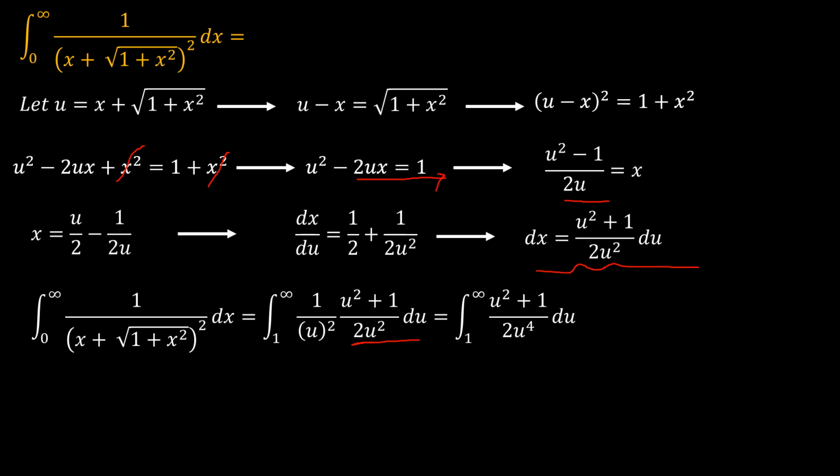Now we can separate these two components so that we're integrating them independently. We have 1 over 2, the integral from u equals 1 to u tending to infinity of 1 over u squared plus 1 over u to the 4. And that integrated becomes a half. The integral of 1 over u squared is negative 1 over u. The integral of 1 over u to the 4 is negative 1 over 3u cubed.